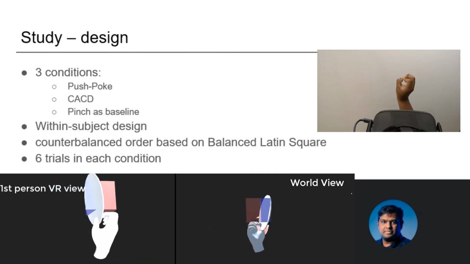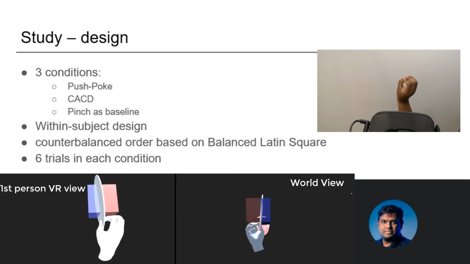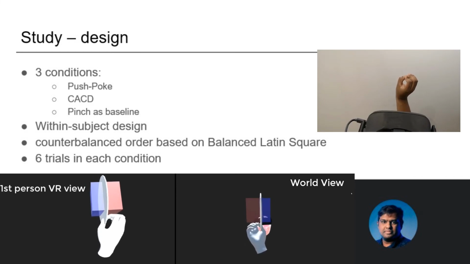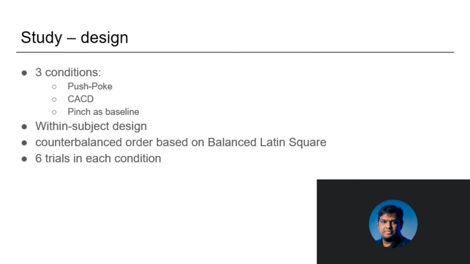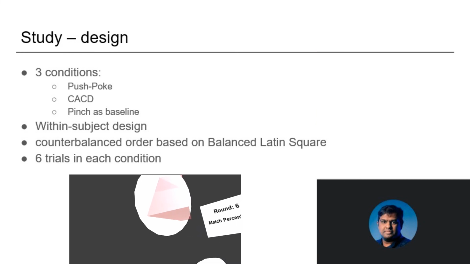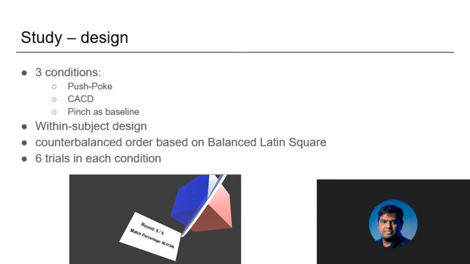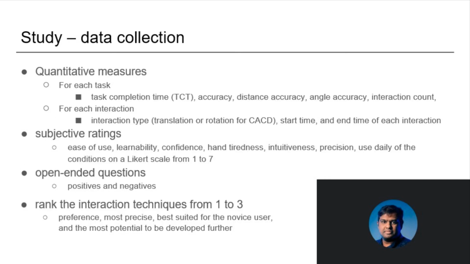We used within-subject evaluation to compare these different interaction techniques. Participants were presented with conditions in counterbalanced order based on balanced Latin square to reduce the effect of ordering the conditions. A total of 6 trials were used in each condition. During this task, various quantitative data related to the overall task and the individual interactions were collected. Participants were asked subjective ratings on a Likert scale from 1 to 7 after each condition. They were asked open-ended questions about positives and negatives of each interaction technique to gain further understanding of their perceptions. After all the conditions were completed, the participants were asked to rank interaction techniques based on different aspects.